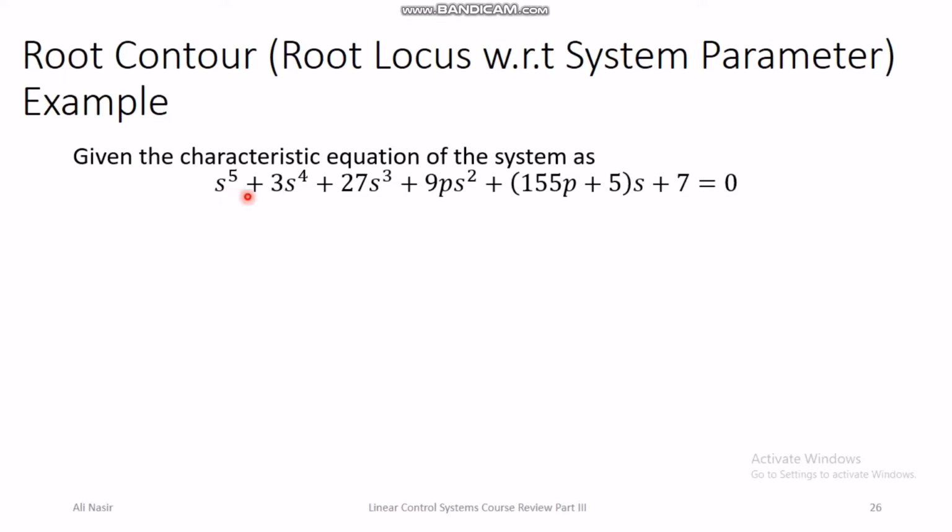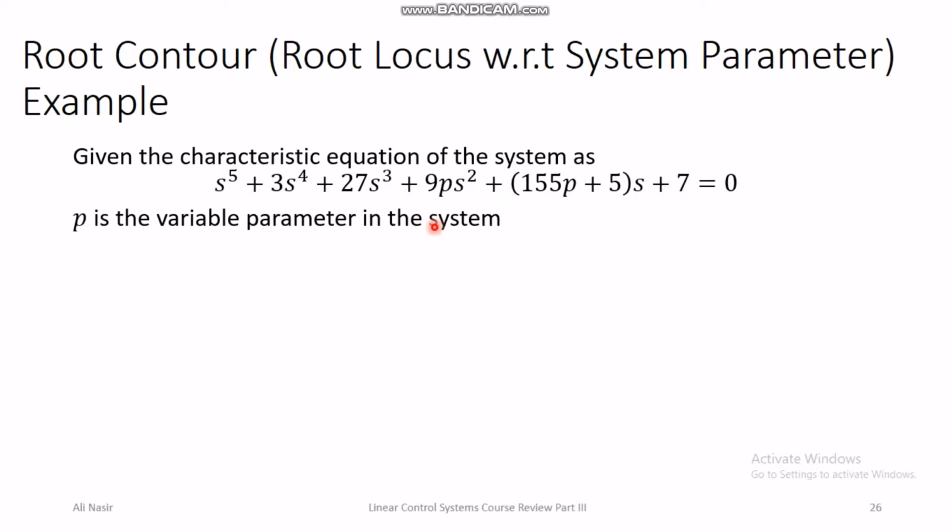So this is an example of root locus with respect to a parameter. Assume that p is some parameter in the system, and this is the characteristic equation of the physical system with p involved in it. If p is the variable parameter in the system, we are interested in knowing what happens to the poles of the system.